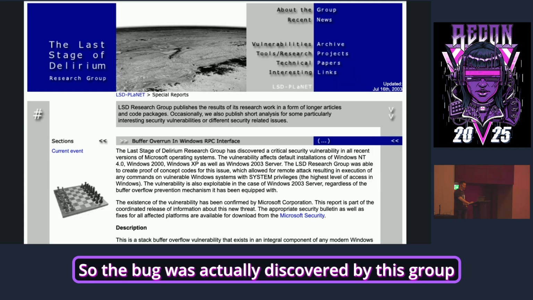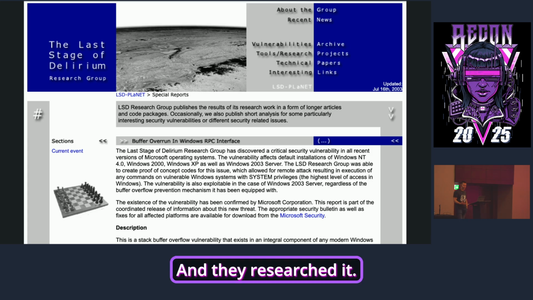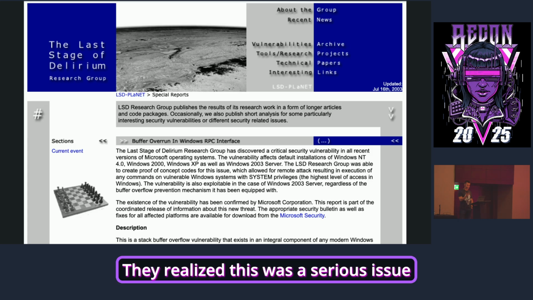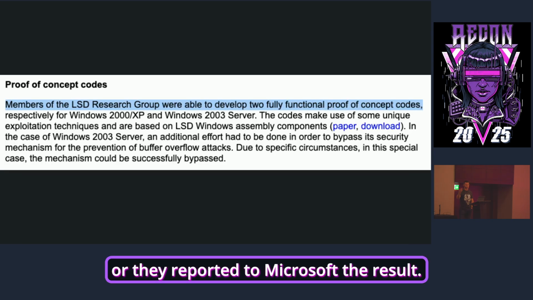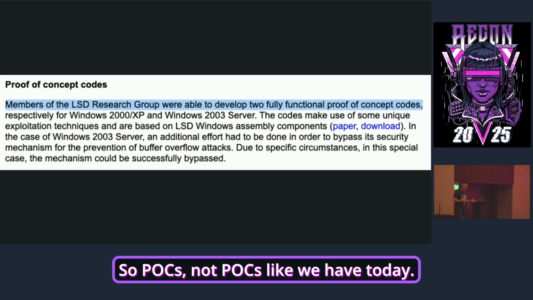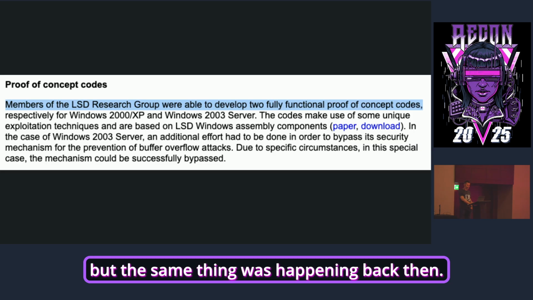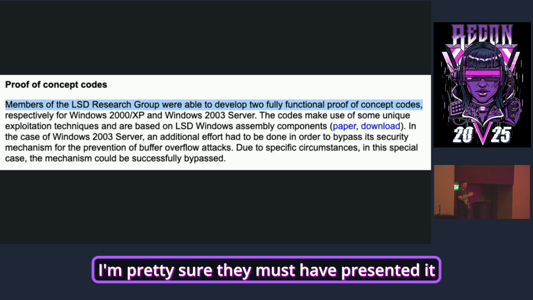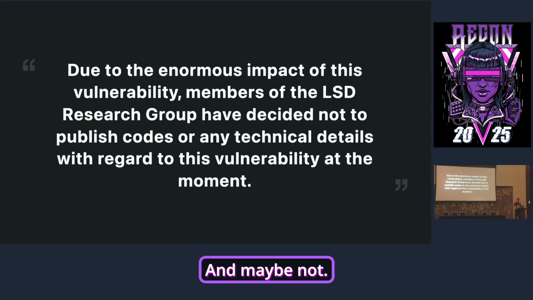So the bug was actually discovered by this group called the Last Stage of Delirium. And they researched it. They realized this was a serious issue, and they reported the result to Microsoft. They developed proof of concept code, so PoCCs, not PoCs like we have today. The language was a little bit different, but the same thing was happening back then. They had a paper and a download. I'm pretty sure they must have presented it, the Recon equivalent of that time, or maybe not.